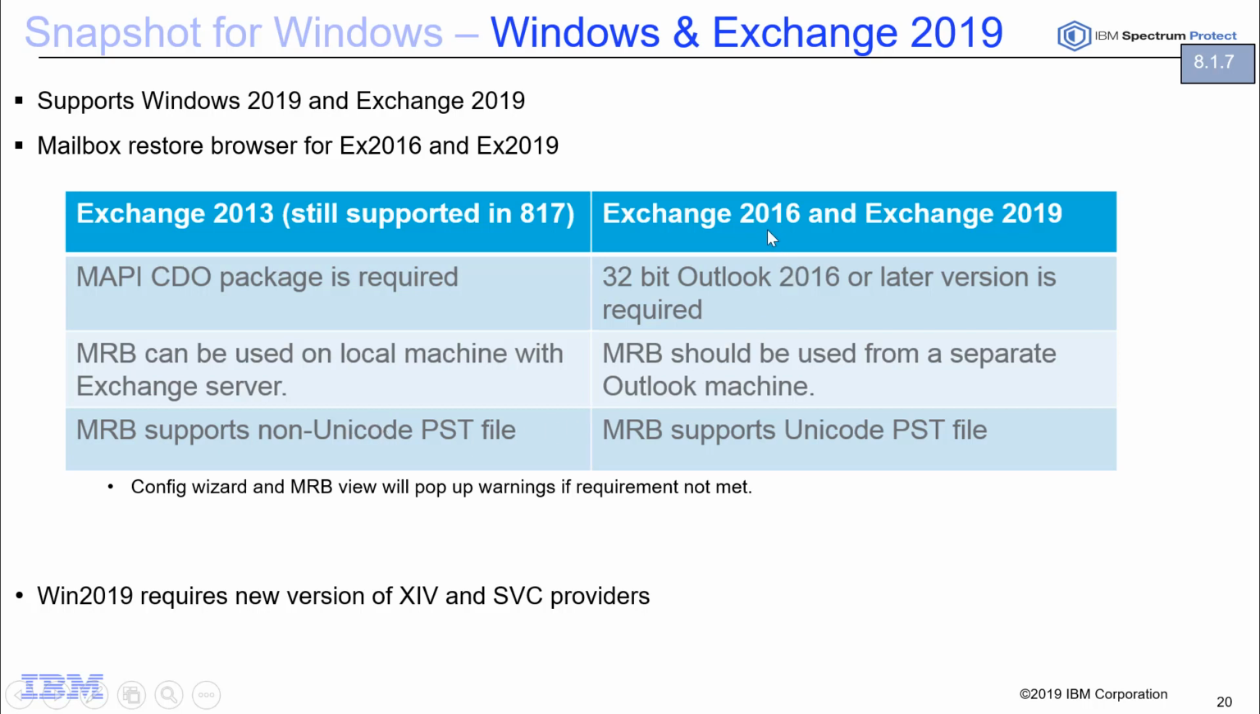For Exchange 2016 and Exchange 2019, we require 32-bit Outlook 2016 or a later version, and the MRB support can be used from a separate Outlook machine, and MRB supports Unicode PST files. Okay, also note that Windows 2019 requires the new versions of XIV and SVC providers.